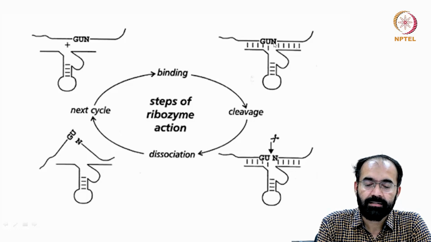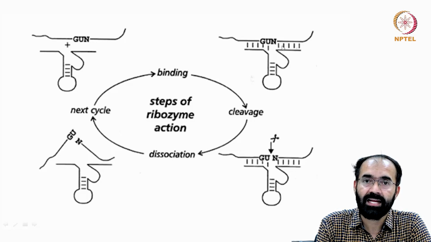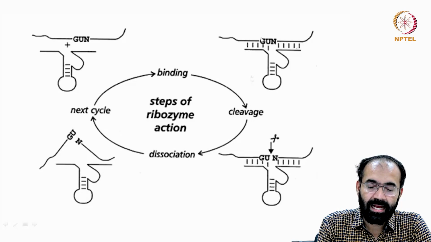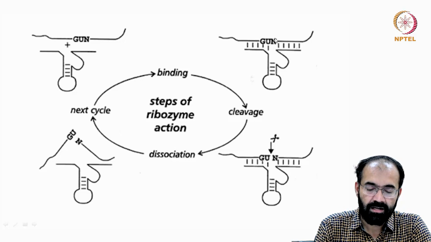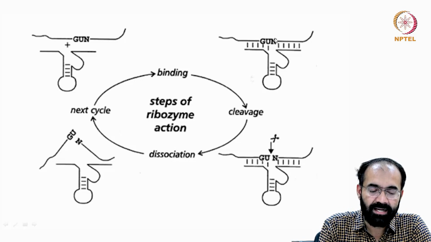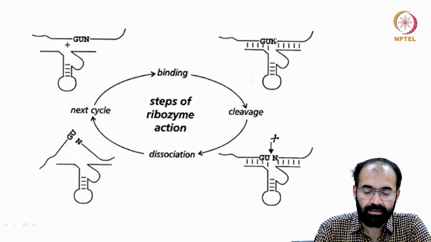Now it underwent a pairing at a specific sequence. Now it is behaving like a DNA molecule. And now we are more interested in this GUN region. What happens after binding? Initially, after binding, it performs a cleavage reaction. That means there is a symbol of scissors given. It cuts between the U and the N.